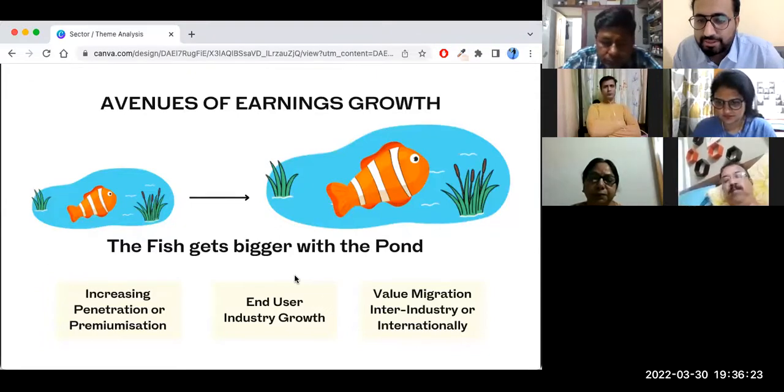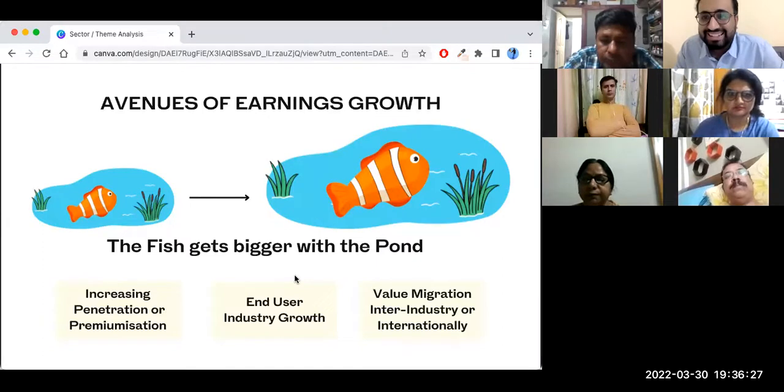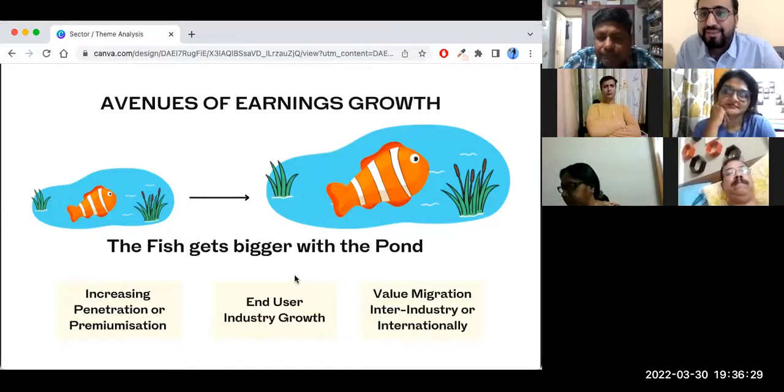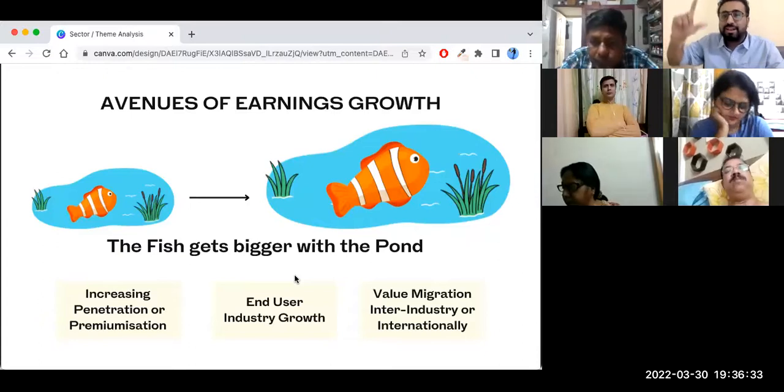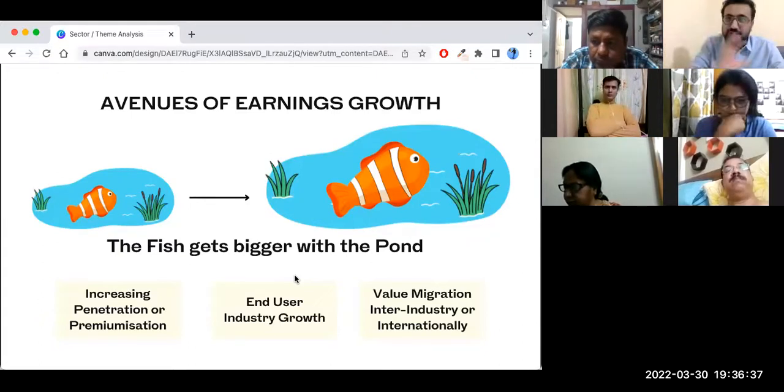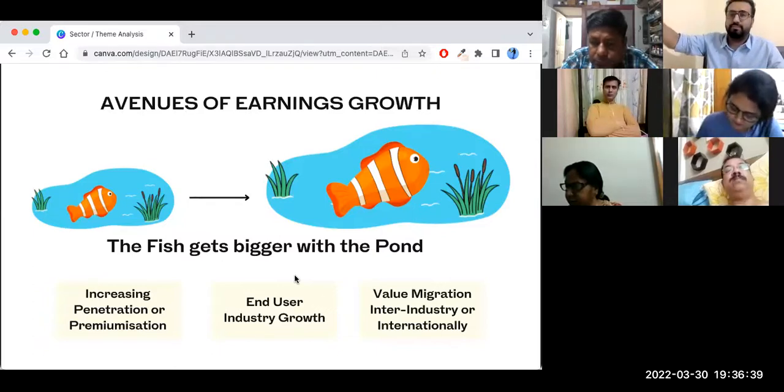Where did the railway customers go? Flights. Yes. So railways had value migration towards airlines. So this is an example of value migration happening from one entire industry to a newer industry. Railways to, let's say, airlines.